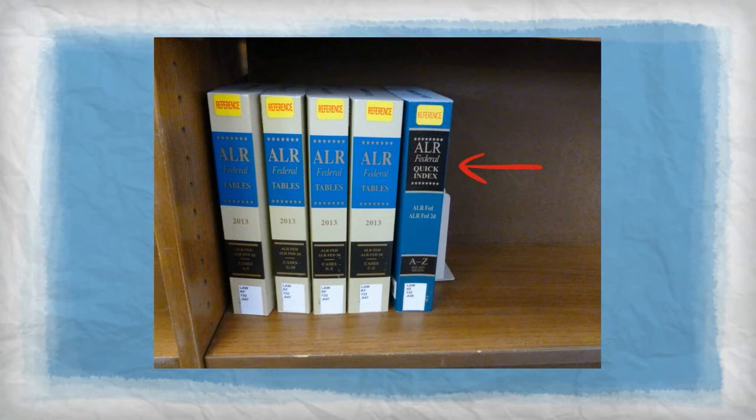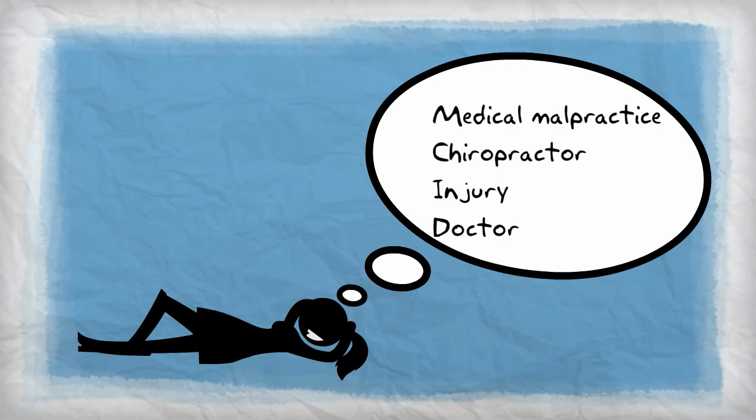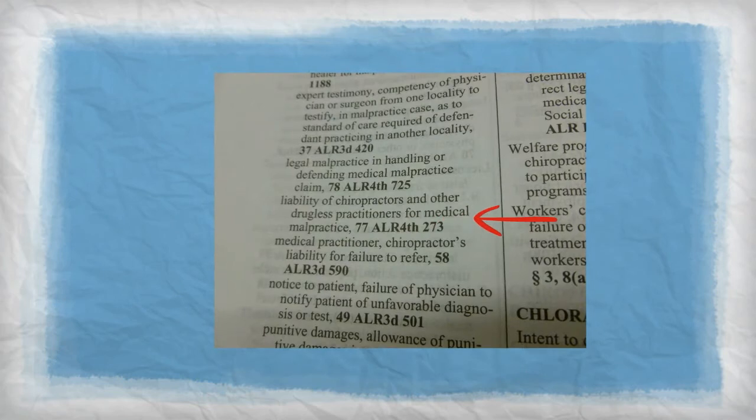I start with the keyword term medical malpractice. Under medical malpractice, I get a cross-reference to another keyword term, chiropractors. I look that up in the index, and I see a citation to an ALR article that sounds directly on point: liability of chiropractors and other drugless practitioners for medical malpractice.